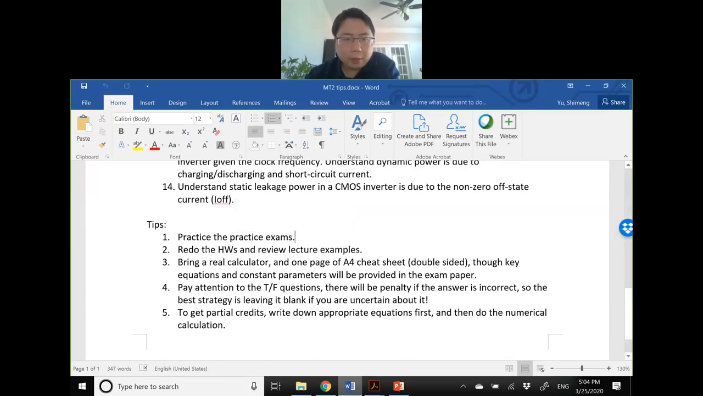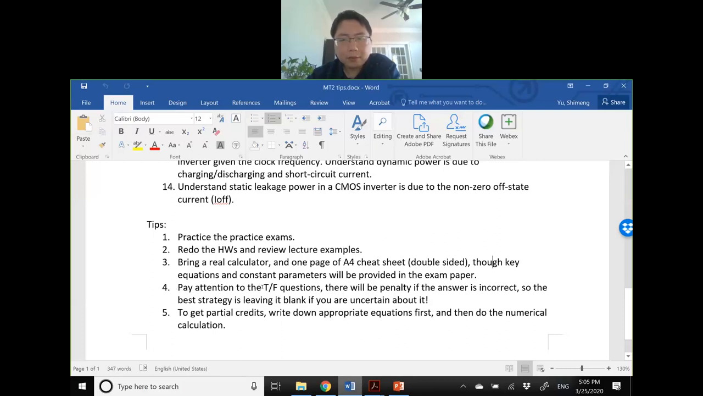And then redo the homework and review the lecture examples. We will go through the solutions for homework 3 later today. And then bring a real calculator, and this cheat sheet doesn't matter now because online I don't really enforce this. You can have open book, open notes, that's fine. But if you are still in the classroom, then we will have this. We provide the equations and the constant parameters at the end of the exam papers.